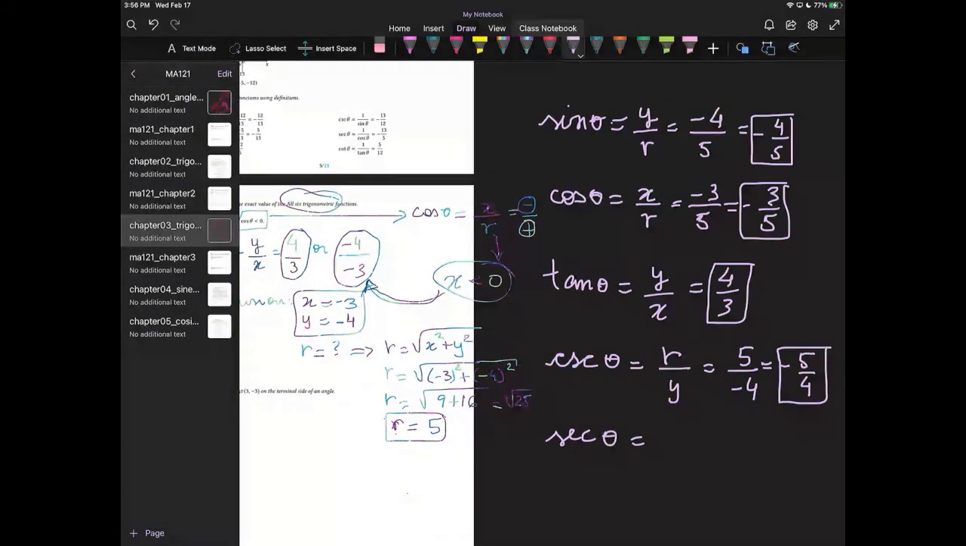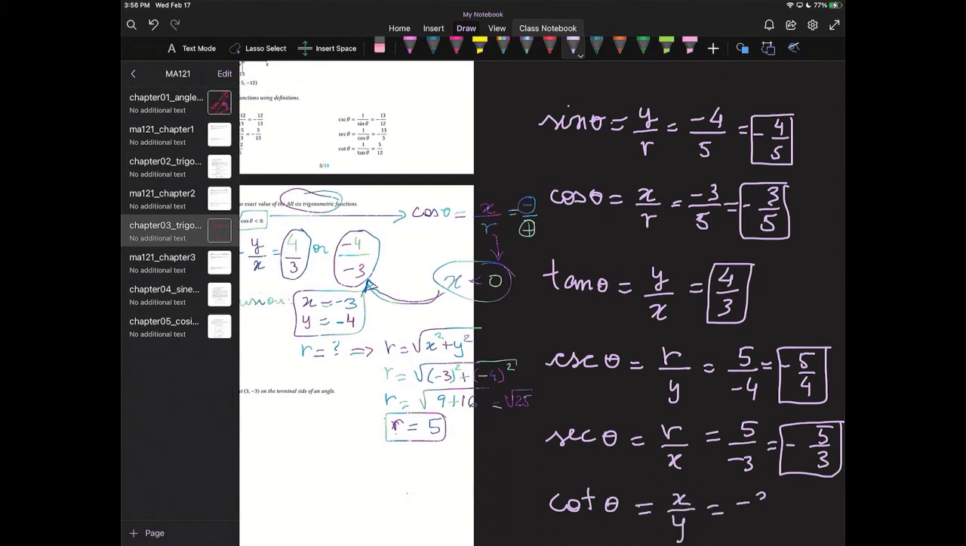Secant is r over x. Remember, it's the reciprocal of cosine. So we have 5 over -3, which I can write simply as -5/3. Finally, the last one, which is cotangent, we have x over y. So we have negative 3 over negative 4, which is positive 3 over 4.